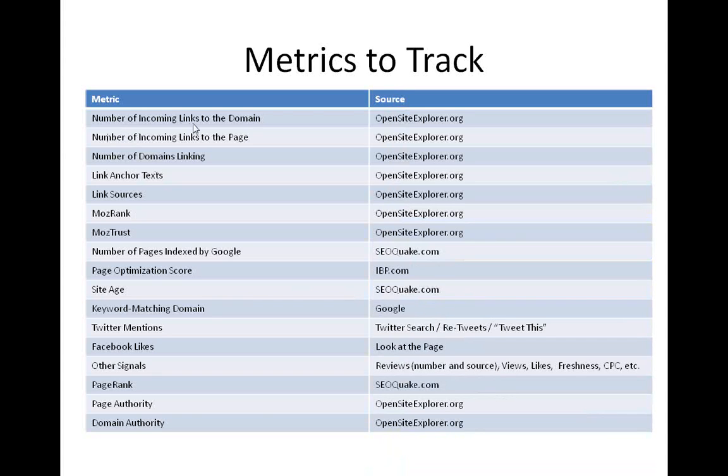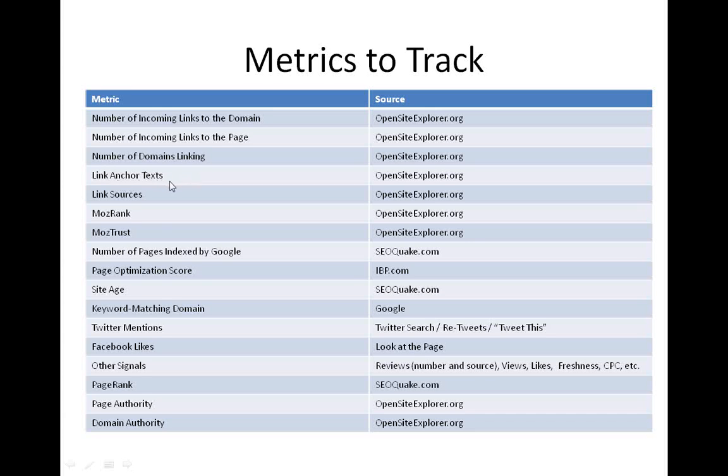Number of incoming links to the domain. That's how many links the website has from external websites. Then we have how many links the website has from external websites pointing to a specific page. Then we have number of domains linking, so how many different websites are linking to you and your competitors.